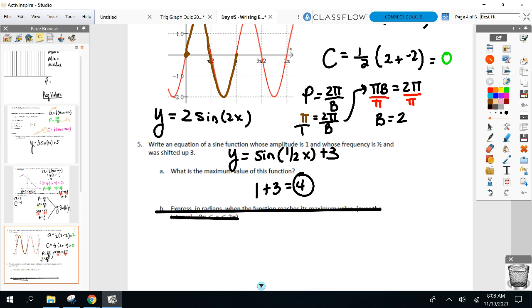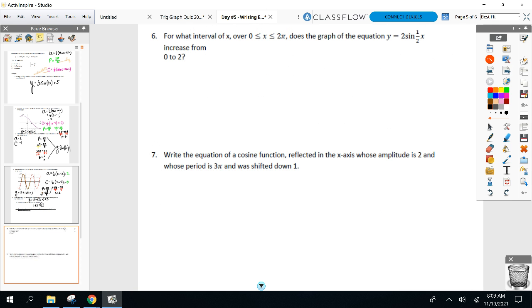Anything from you guys? What's up next here? All right, here we go. Six, a little different. So where on the x-axis does 2 sine 1/2 x increase from 0 to 2?